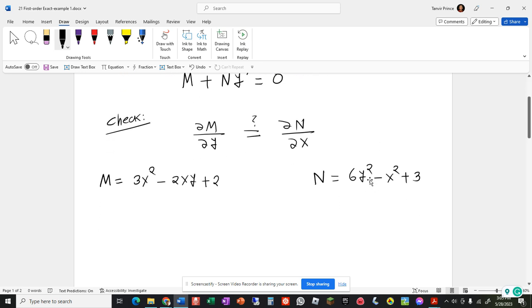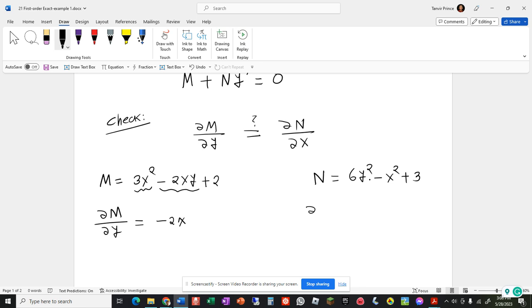Let's check. So the partial of M with respect to y. So y is the variable. So the derivative of 3x squared is 0 because x is like a number. The derivative of negative 2xy is negative 2x. That's like the derivative of 5y is 5. So the derivative of negative 2xy is just negative 2x, which is like a number. Plus the derivative of 2 is 0.